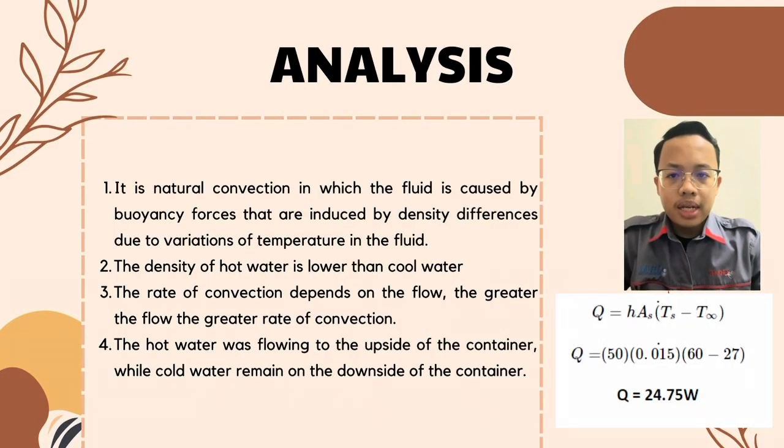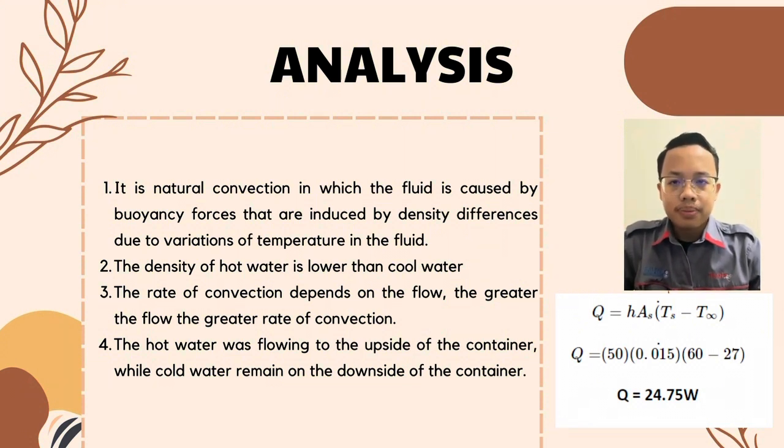From the experiment, we can see that the convection that happened is a natural convection, where the fluid motion is caused by buoyancy forces that are induced by density difference due to variation of temperature in the fluid in the container. The density of hot water is lower than the cold water. The rate of convection depends on the flow. The greater the flow, the greater the rate of convection.